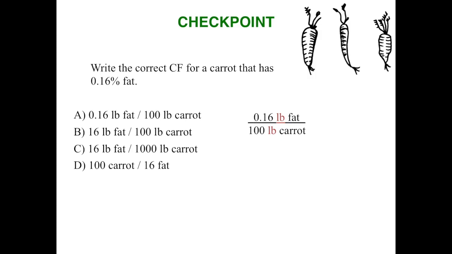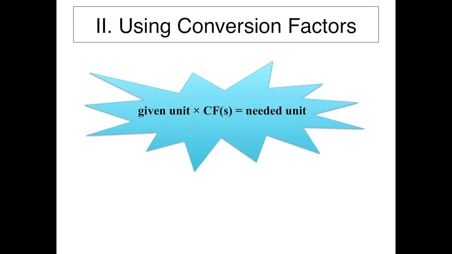Okay, now that we have mastered the skill of writing conversion factors, let's put them into use. How do we use conversion factors? Here's the mantra in solving word problems in chemistry. The given unit times the conversion factor is equal to the needed unit. If you have that mantra down and always apply it, you will always get the right answer. Of course, the trick is then to figure out what's the given unit and what's your conversion factor and what is needed. Because sometimes you may use more than one conversion factor.